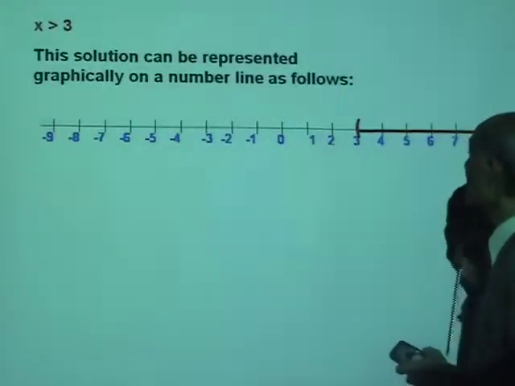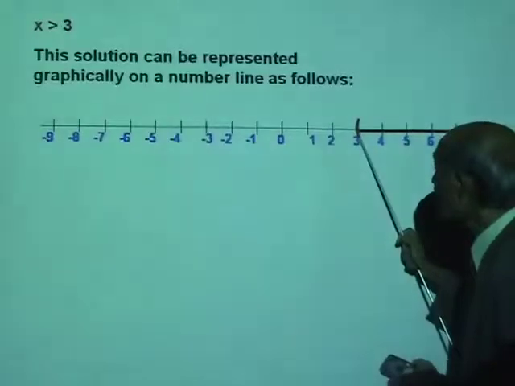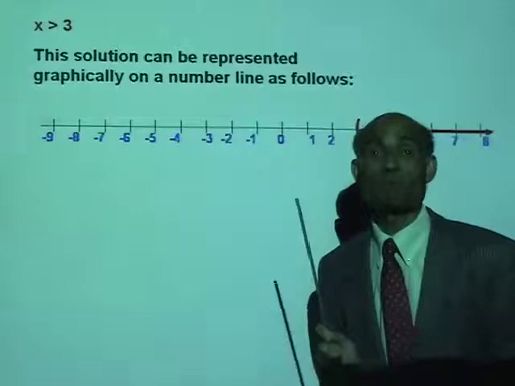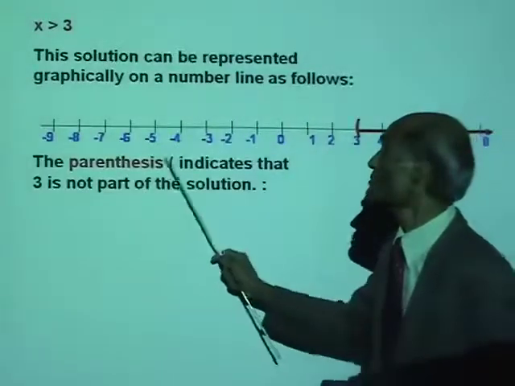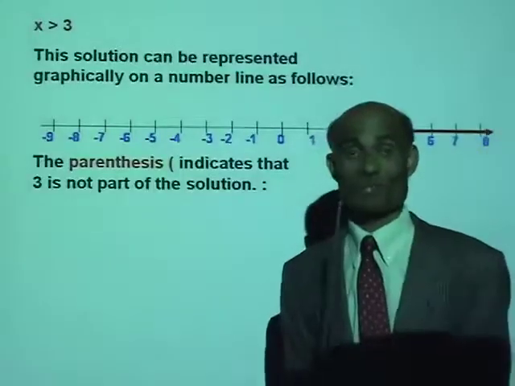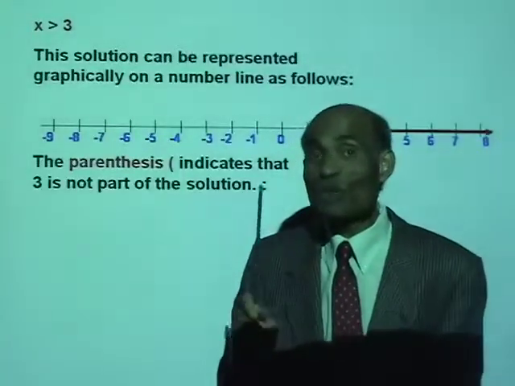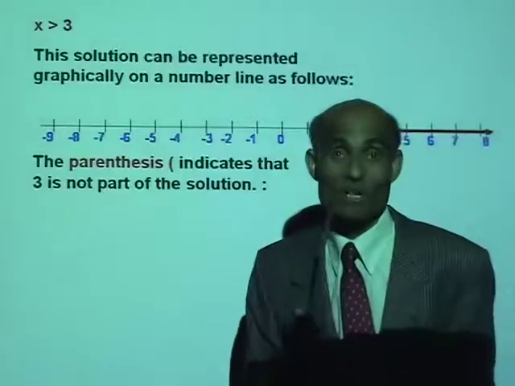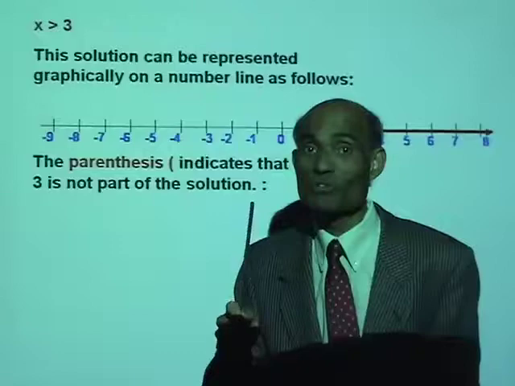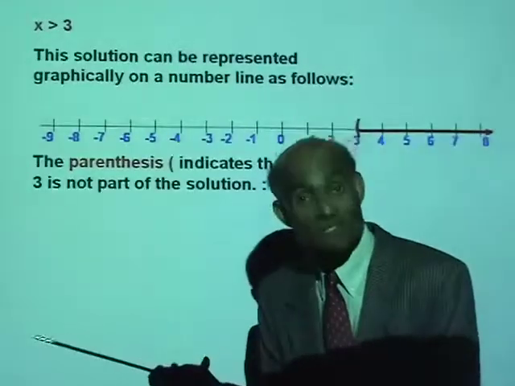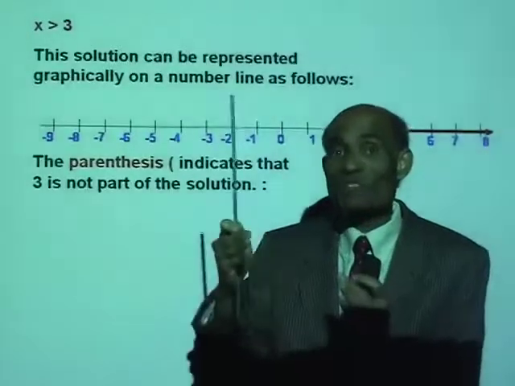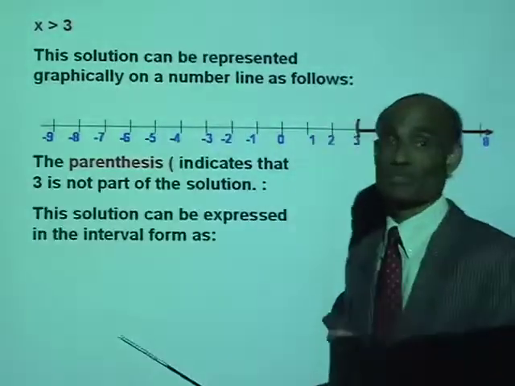So the solution of this inequality, x greater than 3, is all numbers to the right of 3 as indicated by the arrow. But 3 itself is not a solution. That is what the parenthesis tells you. The parenthesis indicates that 3 is not part of the solution. But any number greater than 3, for example, 3.00000006, is a solution. But 3 is not a solution. Any number greater than 3 is a solution.